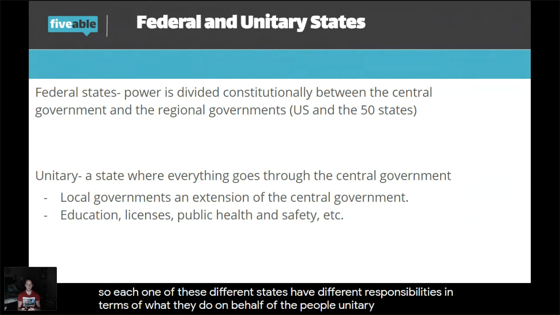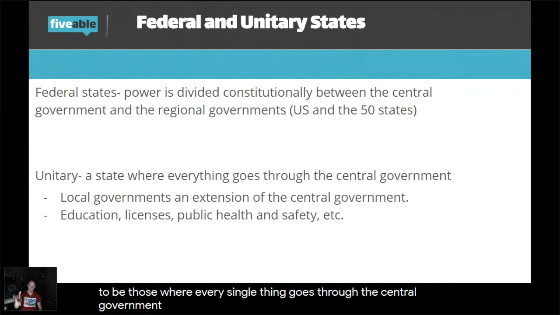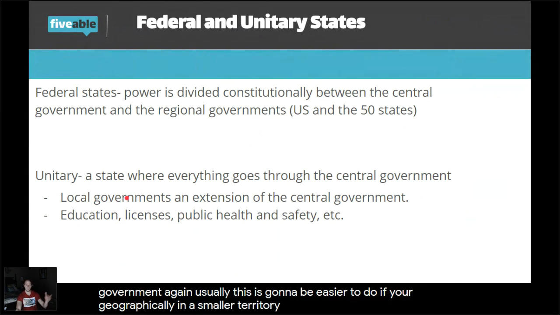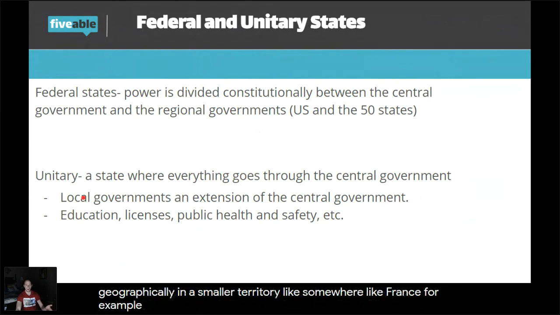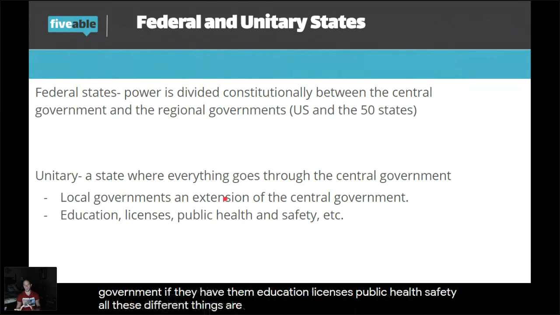Unitary states are those where every single thing goes through the central government. Again, usually this is easier to do if you're in a geographically smaller territory, somewhere like France, for example. All right. Local governments are an extension of central government, if they have them. Education, licenses, public health, safety, all these different things are handled by the central government, not by the state government like it would be in our case.